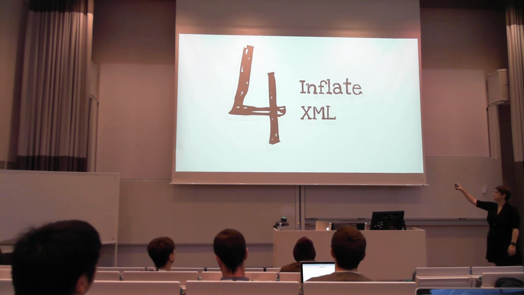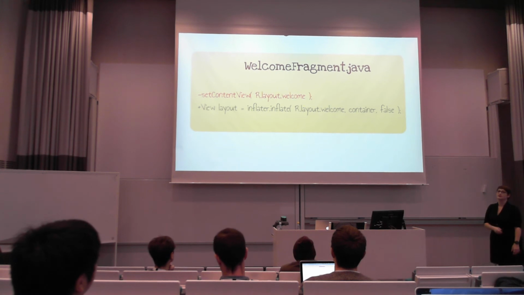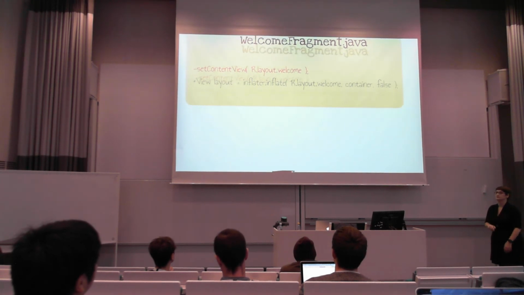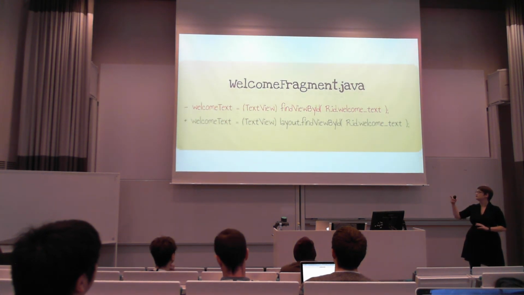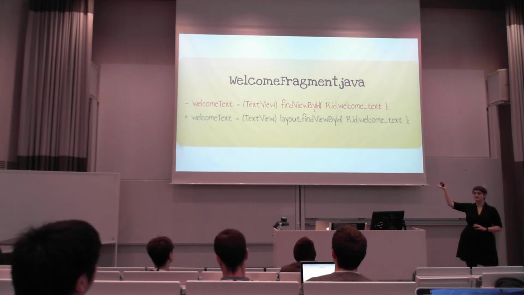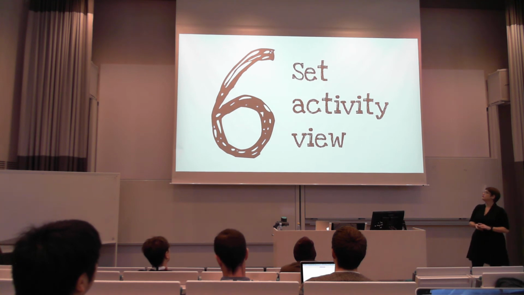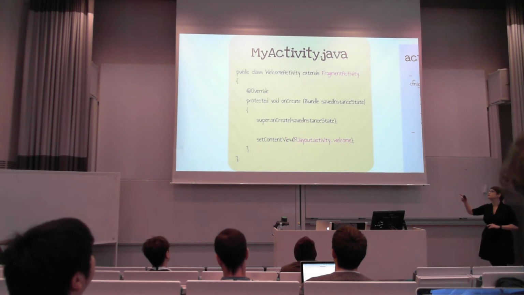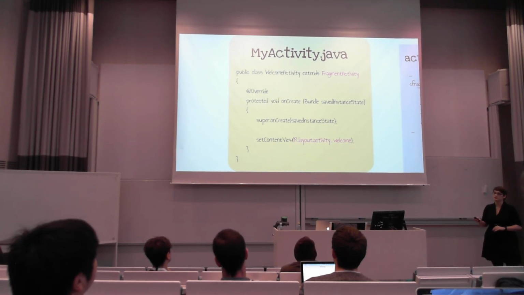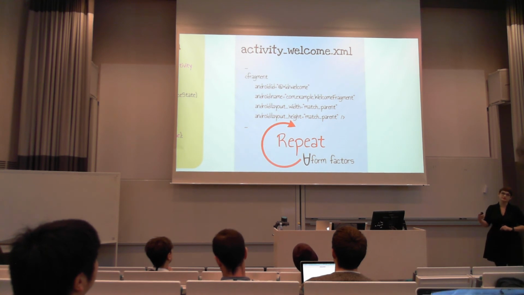So basically, whenever you do this step, you just swap the setContentView for an inflate. You want to keep that same XML. Then you use the layout to findViewById. So once you've inflated it, instead of findViewById on the activity, you call it on the layout. And then we want to set up our activity view. So here's where we have our FragmentActivity. We're setting the content view to our new activity_welcome XML. That's what this might look like. It has a fragment inside of it. And depending on how many you want to create, you just keep doing that.